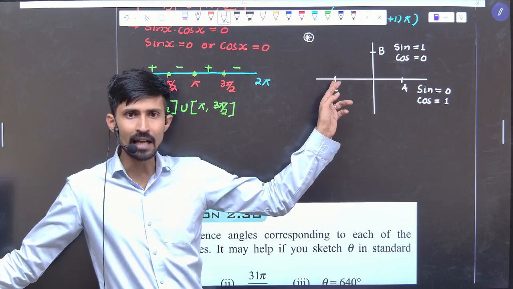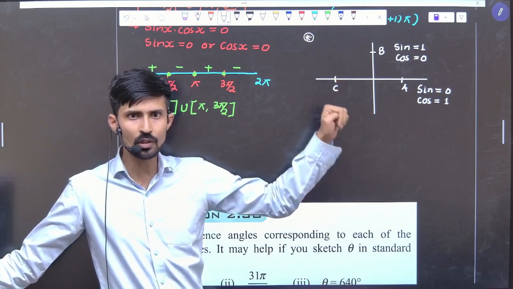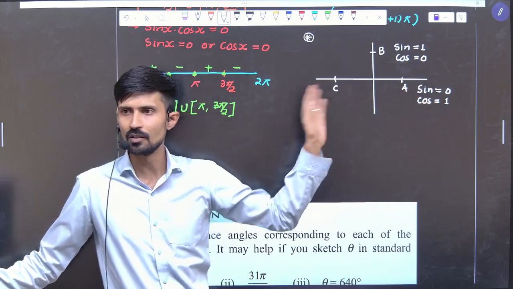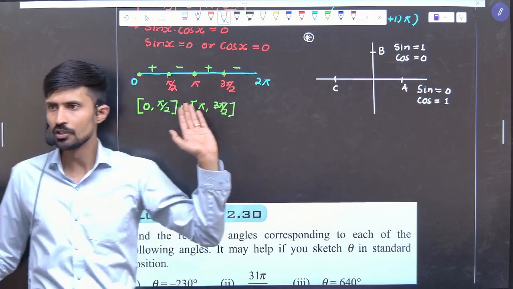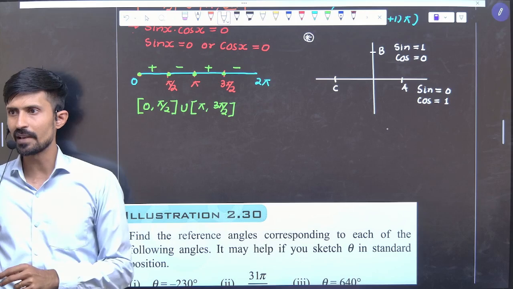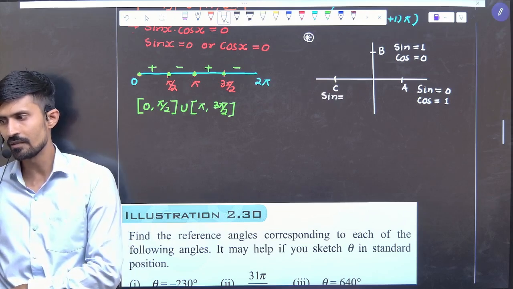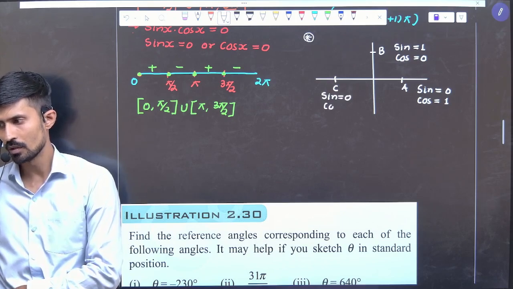Here sine value is 0, cos value is minus 1. Same thing will come here, but only cos will become negative, that's all. Sine will be 0. 0 will not change, 1 will change to minus 1. So here sine will be 0, cos will be minus 1.